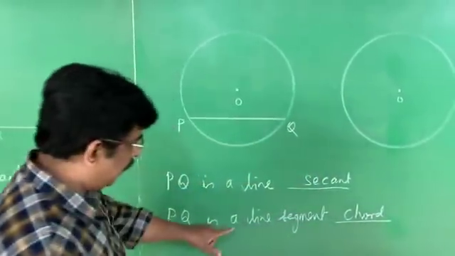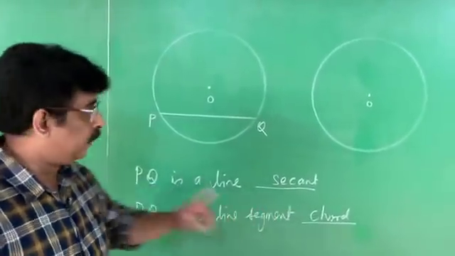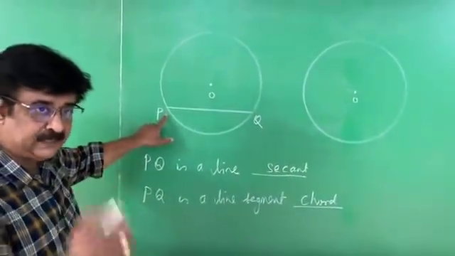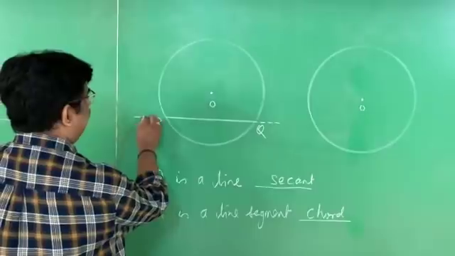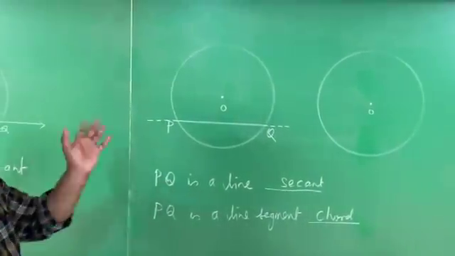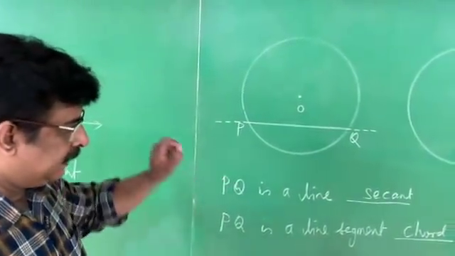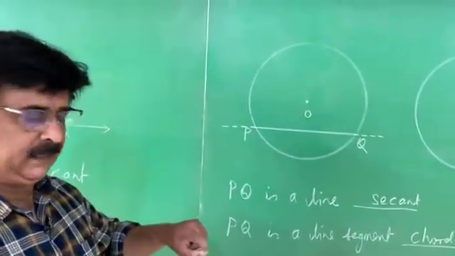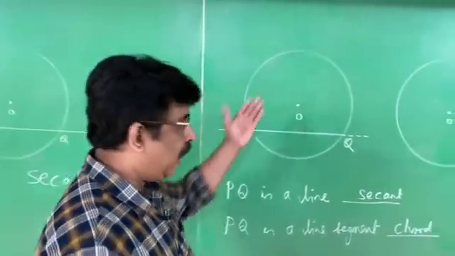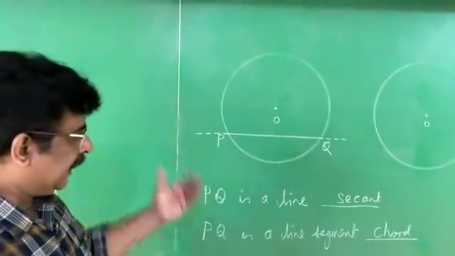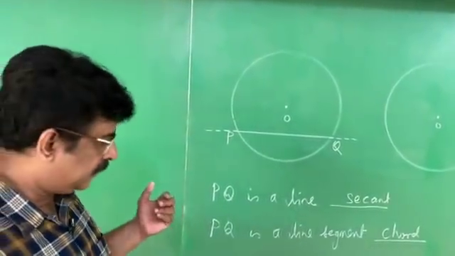Try to understand how much the word changes. If it is a line, it is a secant. If it is a line segment, it is a chord. Why? Because if it is a line, it can be extended. A line can be extended, whereas a line segment cannot be extended. You should be very careful while writing the definition of a line and a line segment. If you write PQ is a line segment called a chord, right. PQ is a line called a chord, wrong. A line means it can be extended. That you have to understand.